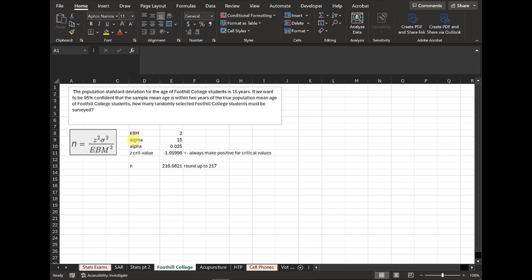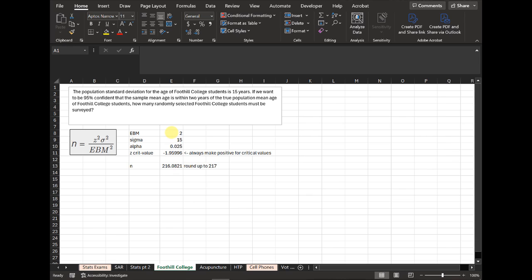We already know the population standard deviation, that's our sigma, so that's 15. And then the other thing that it says here is that we want the sample mean within 2 years of the true population mean age. So if we want that sample mean within 2 years, that means +2 or -2 for the sample mean. And so it doesn't actually matter in this case then what the sample mean is.